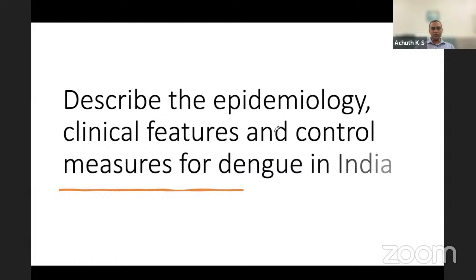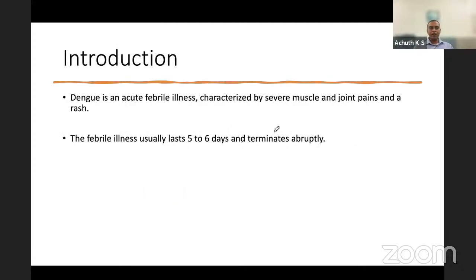Now we will come to the second question, that is describe epidemiologic and control features of dengue in India. I will be going a little bit faster because the control measures of dengue mosquito are also similar. We'll describe the epidemiologic and clinical features in detail. Dengue is an acute febrile illness characterized by severe muscle and joint pain and a rash. Fever, muscle pain, joint pain, and a rash. All these 4 things are common in dengue. The most characteristic is pain behind the eyes. That is called retroorbital pain. How long does it last? 5 to 6 days, and it stops on its own. This is the introduction we have to give.